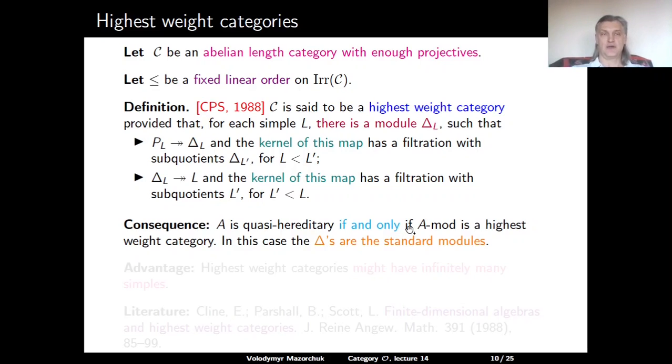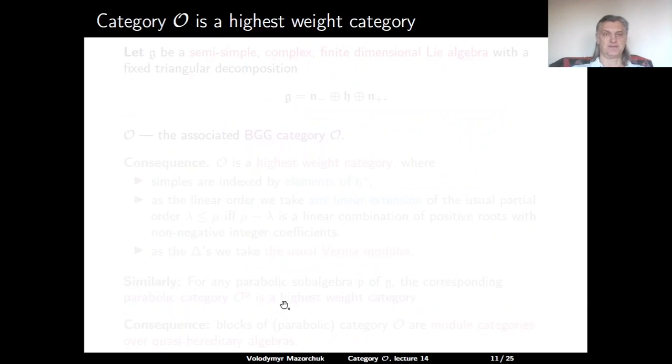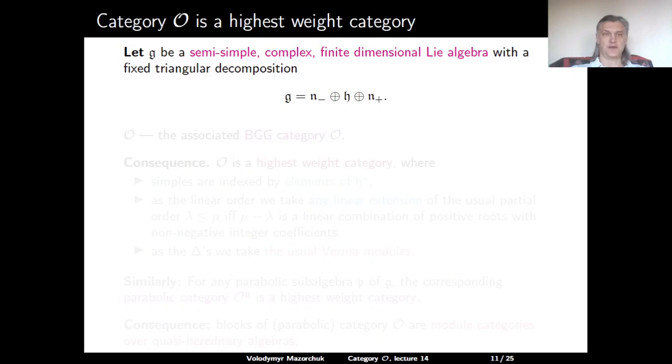The advantage of the notion of a highest weight category is that a highest weight category might have infinitely many simple objects. And the relevant literature is a paper by Cline, Parshall, and Scott, which is called Finite Dimensional Algebras and Highest Weight Categories. Let us now go back to category O.